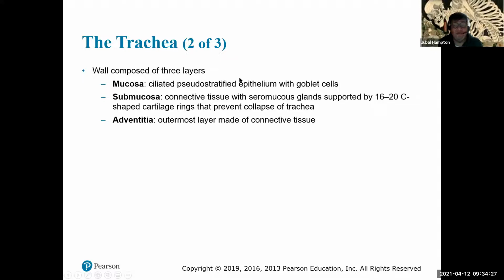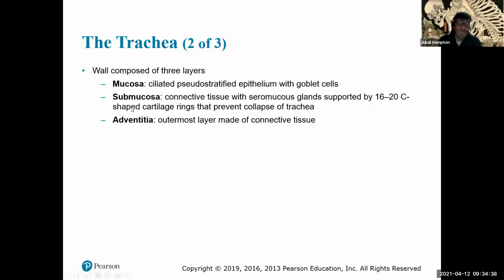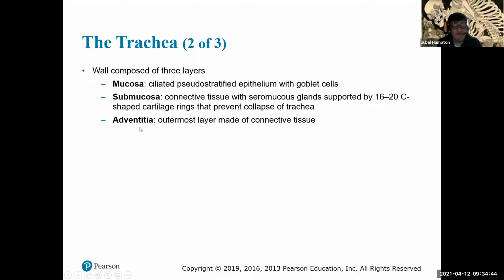I don't know why they don't have the columnar there, but you've got to add that in there. Pseudostratified ciliated columnar epithelium with goblet cells that make the mucus. We have the submucosa, which is connective tissue with glands throughout. And then we have the adventitia. This is the outermost layer made of connective tissue.